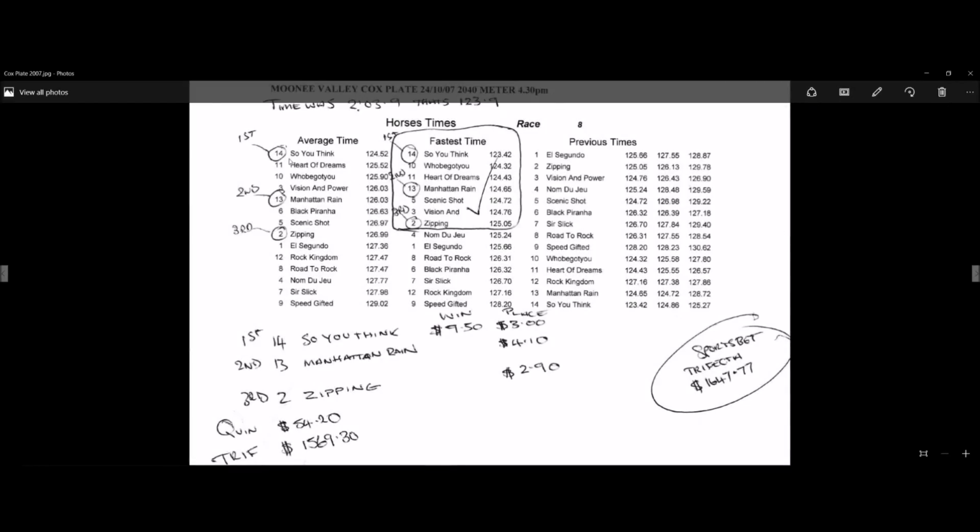Anyway, what's this one here? Cox Plate. So you think, put it clearly on top by a long way. That paid $9.50 and $3. Got the trifecta. Got the trifecta easily. Trifecta paid $1,600.